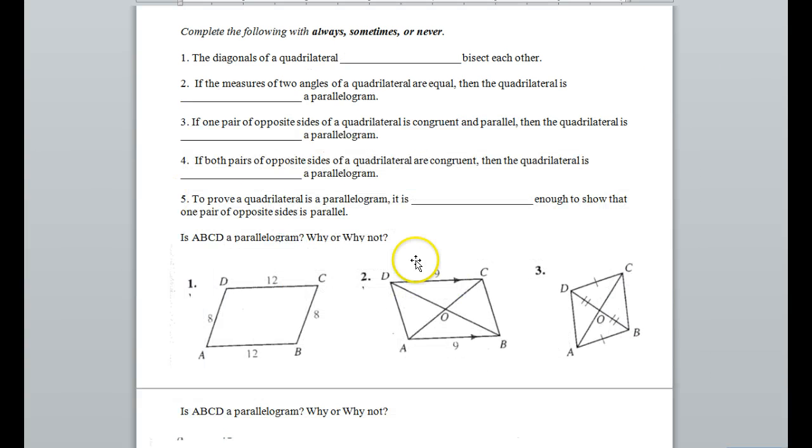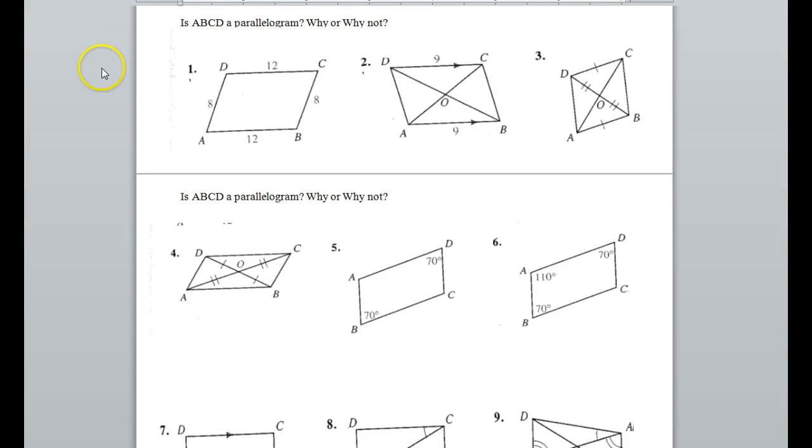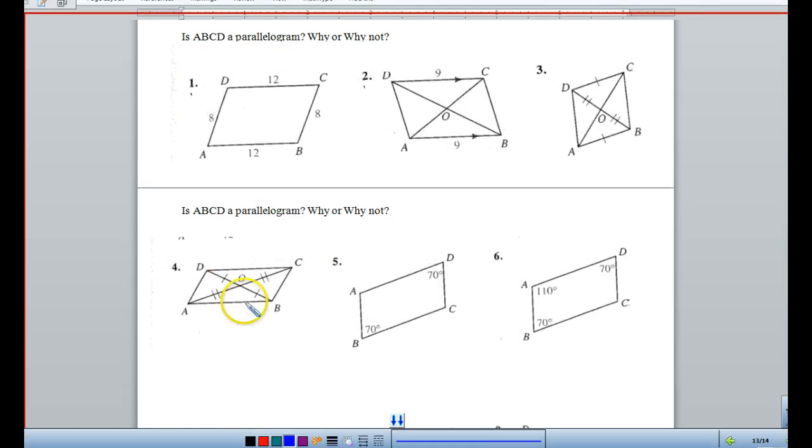Let's take a look at whether or not these shapes are parallelograms, and we're going to be asked why or why not. So let's take a look at this one. I've got two pairs of opposite sides congruent. So, yes, it is a parallelogram, and that's because both pairs of opposite sides are congruent, therefore it's a parallelogram.